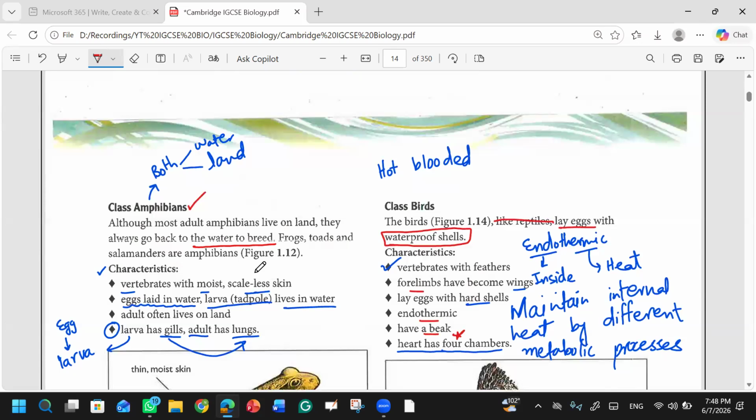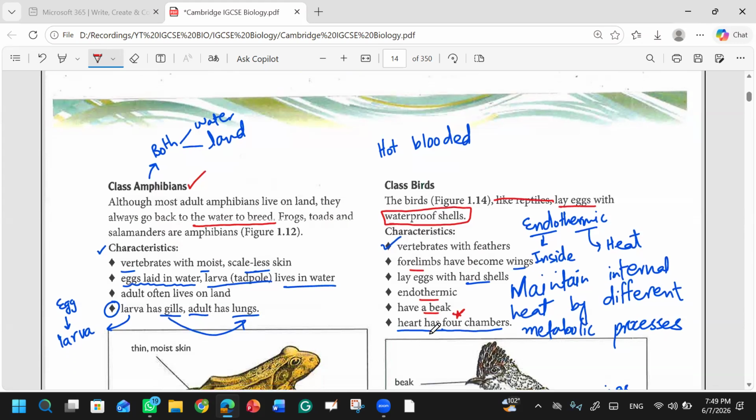Okay, first thing, they need water. Their eggs need water. That's why they lay their eggs in the water. But when we talk about the class birds, you see what we have discussed, that their shells are waterproof. It means their shells don't need water.